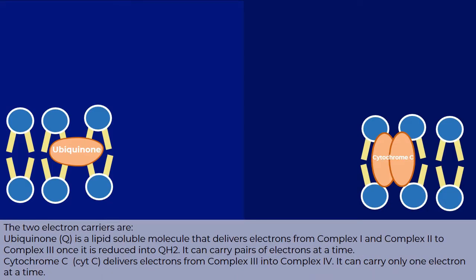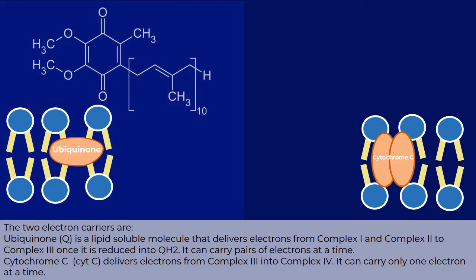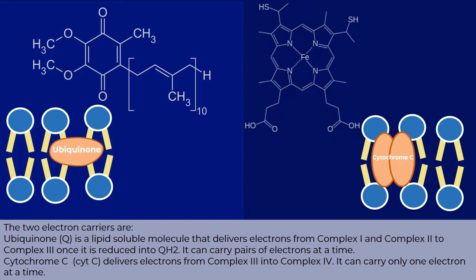The 2 electron carriers are ubiquinone, or Q, which is a lipid-soluble molecule that delivers electrons from complex 1 and complex 2 to complex 3. Once it is reduced into QH2, it can carry pairs of electrons at a time. Cytochrome C, or Cyt C, delivers electrons from complex 3 into complex 4. It can carry only 1 electron at a time.